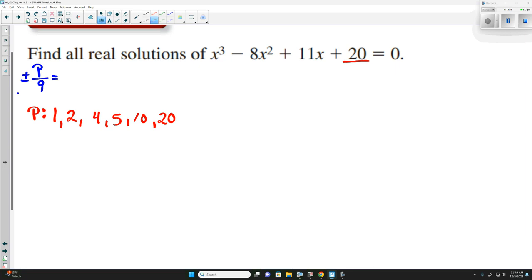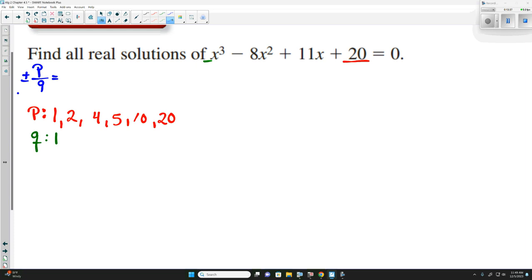So that's all of our factors of the constant term. Now we need the factors of the leading coefficient, the number in front of the variable with the biggest exponent. That's 1. Well, all the factors of 1 are 1. It's just 1.